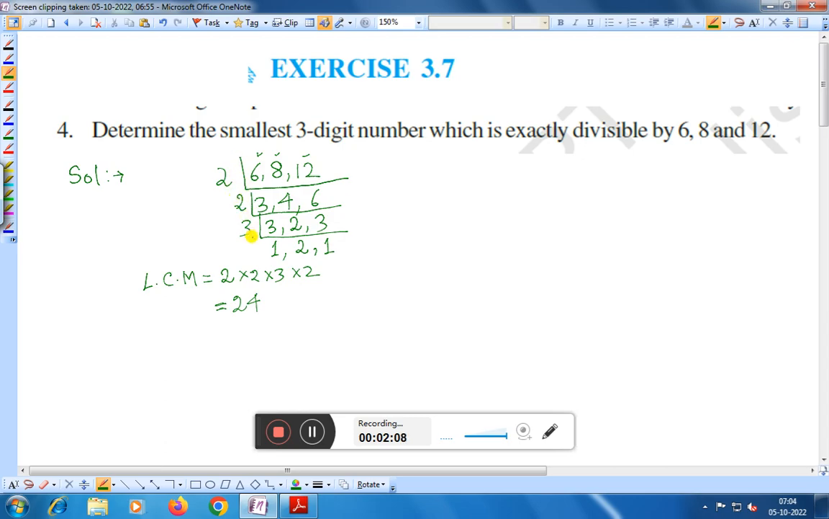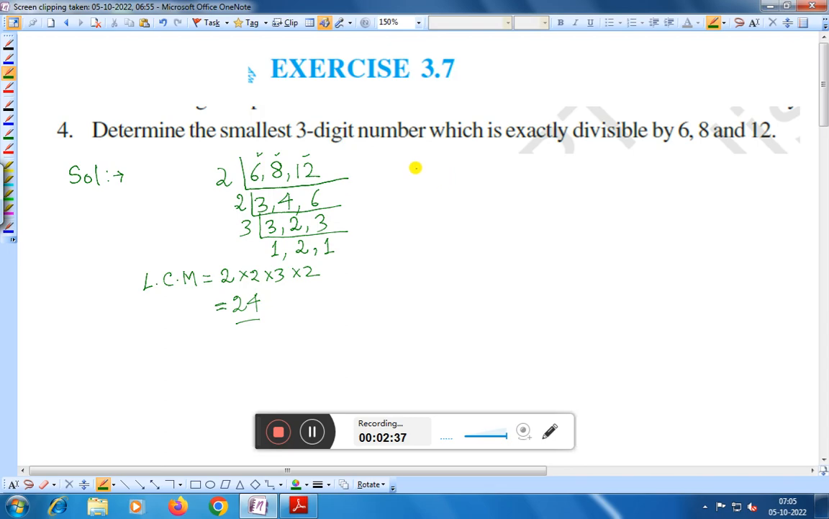Here you see, 24 is divisible by 6, that is 4 6s are 24, and divisible by 8 also, 3 8s are 24, and divisible by 12 also, 2 12s are 24. Now the question is to determine the smallest 3-digit number which is exactly divisible by 6, 8 and 12. But we find that 24 is a 2-digit number, but we have to find the 3-digit number which should be exactly divisible by 6, 8 and 12, right?